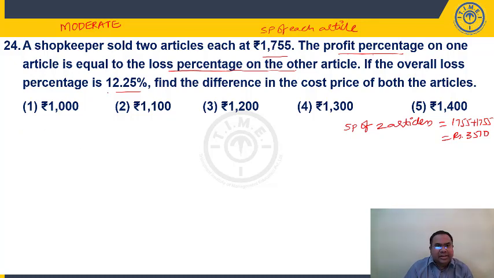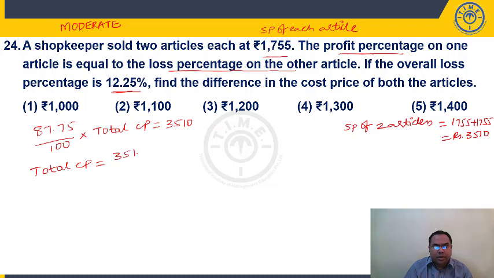Let us see. When you look at the 2 articles overall, he is having a loss of 12.25%. That means he is selling at 87.75%. That is, 87.75 by 100 of the total cost price is equal to my total selling price. What is the total selling price? Rupees 3510.